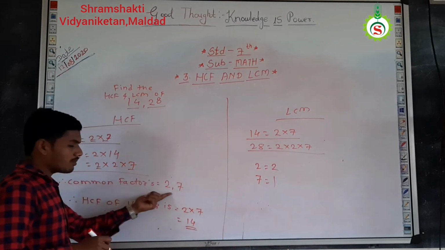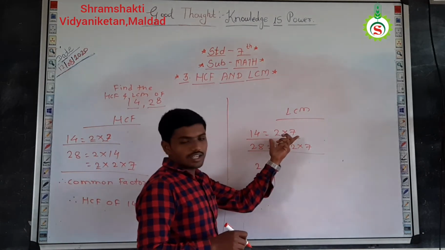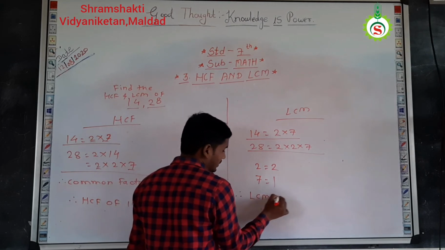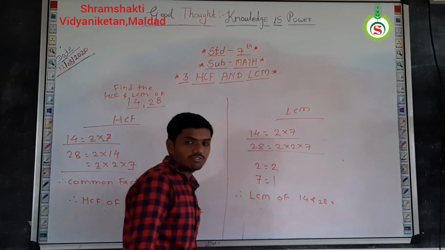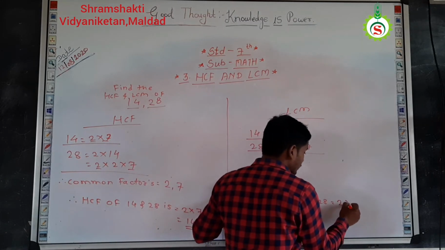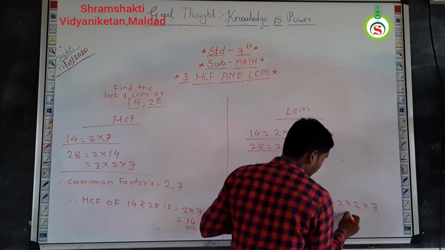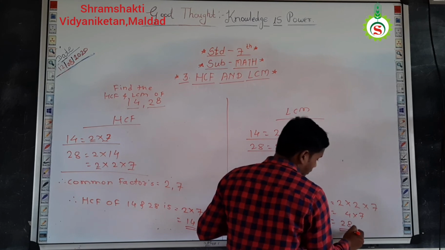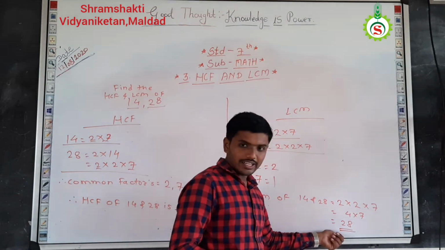Here I have taken the common factors. Here I have taken the maximum occurrence of all the factors from the factors of both these numbers. Now, therefore, the LCM of 14 and 28 is equal to, what do I have to do? I have to take the multiplication of those factors. So 2 occurs 2 times, so 2 into 2, and 7 occurs 1 time. So 2 twos are 4, and 4 sevens are 28. So which is the LCM? HCF is 14, LCM is 28.